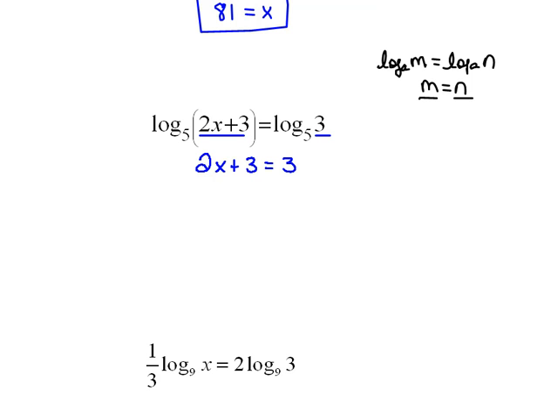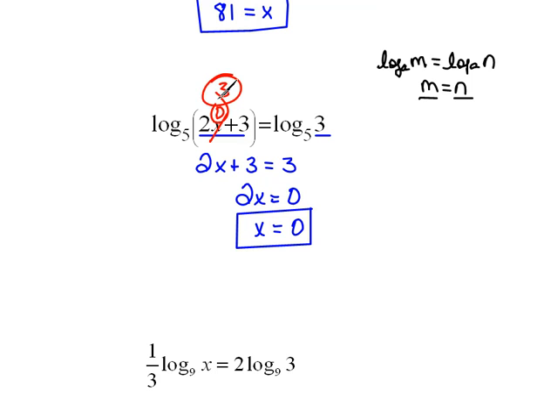So 2x plus 3 must be 3. And now we can solve this equation. If we subtract 3 from both sides, we get 2x equals 0. Then dividing both sides by 2, we get x equals 0. Now this is our potential answer. We just need to make sure that it will work. If I go back and plug in a 0 in place of x, 2 times 0 is 0, plus 3 is, in fact, 3. I can take the log of 3, and it is equal to the log of 3. So this is a perfectly fine answer.